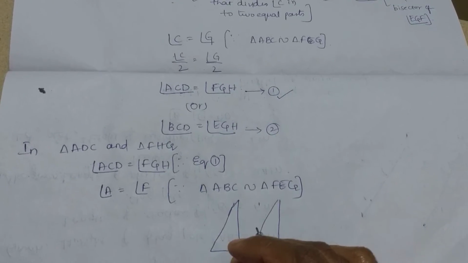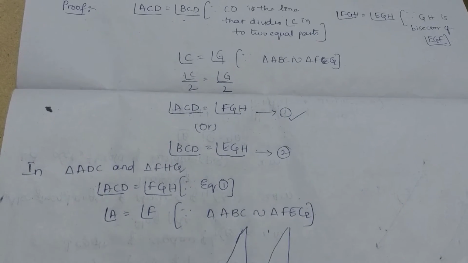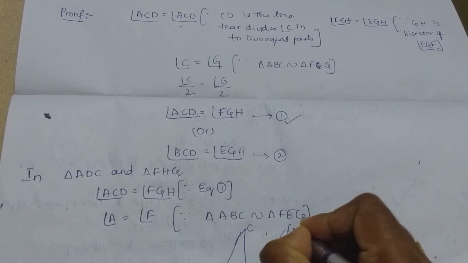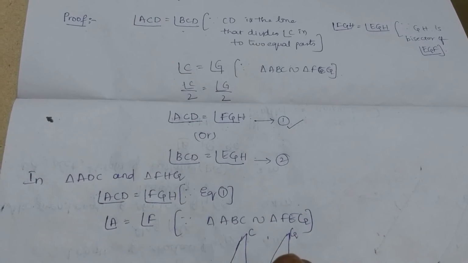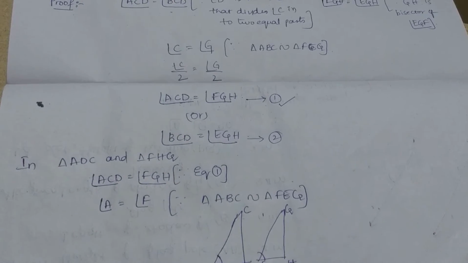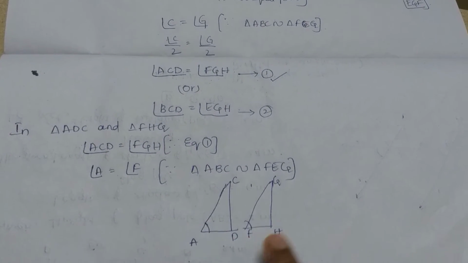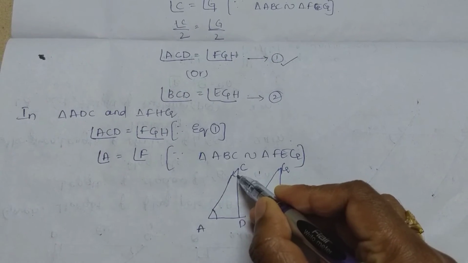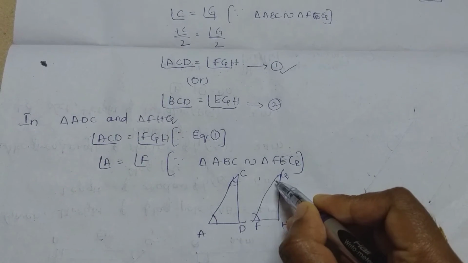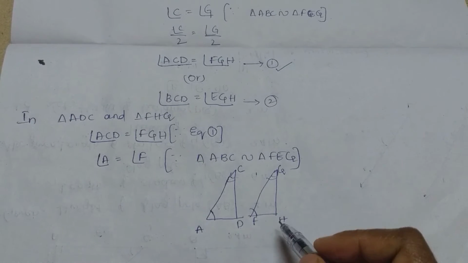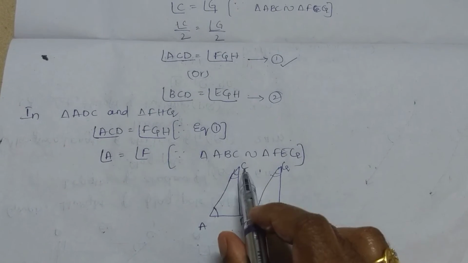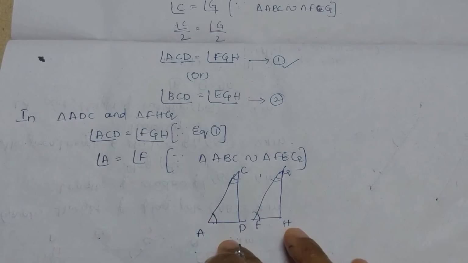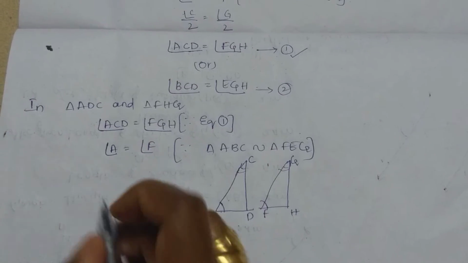Okay. So first one I am writing here, ADC, FHG. We know that angle A equals angle F, and angle ACD equals angle FGH. So if two angles of one triangle are equal to two angles of another triangle, then these two triangles are said to be similar.